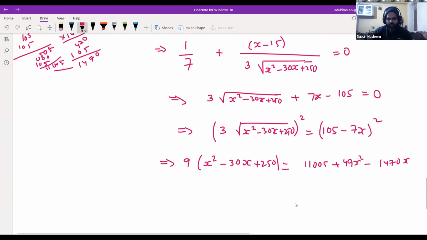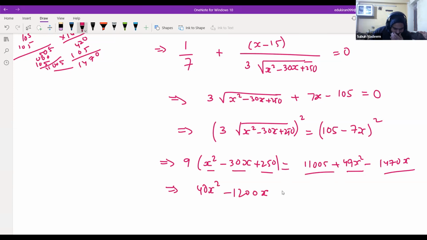So again, some calculation is here. Now, when you expand it and make it on one side, like 49x square minus 9x square, that will be 40x square. Then minus 1470x, and from here plus 270x will be there. So minus 1200x. That calculation you can see. You can do also 11025, and this is 250 into 9. That will be 2250. So it will become 11025 minus 2250, that is 8775 is equal to 0.